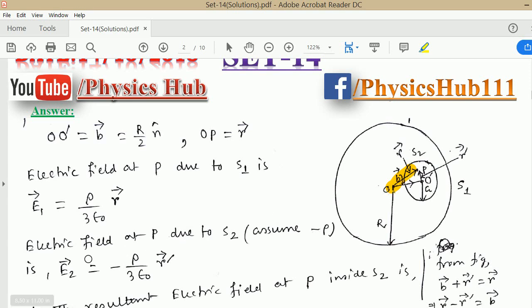Okay, so the electric field at P due to S2. I told you that if the charge density for the bigger sphere is rho, then the charge density for the smaller sphere will be minus rho.